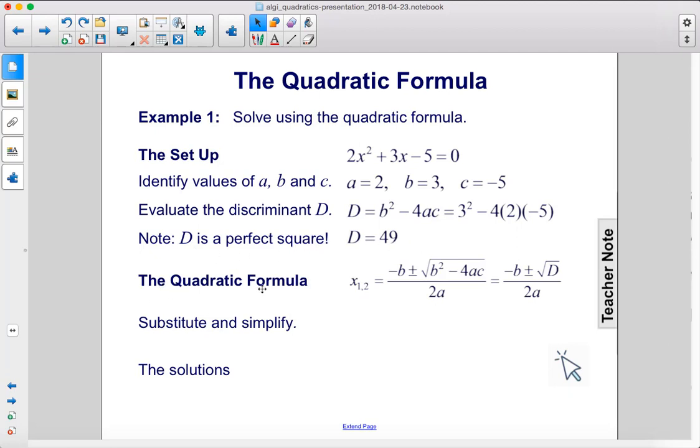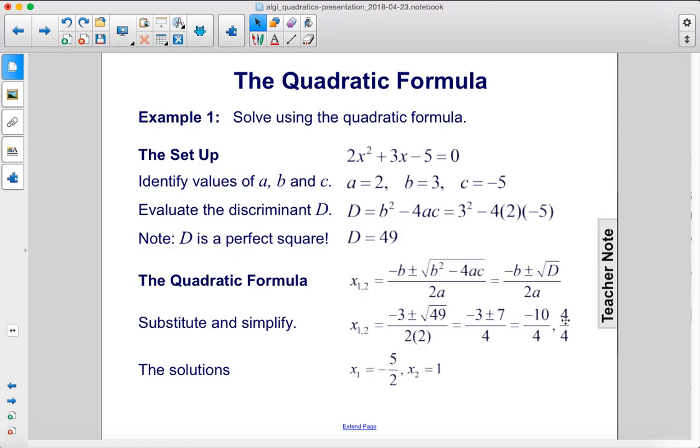So now we use the quadratic formula. So we write it out like that. Then we substitute in. So b is negative 3. Well, negative b is negative 3, plus or minus the square root of 49, which is 7, and then over 2 times a. And a here is 2. So then we simplify. We get negative 3 plus or minus 7 over 4.